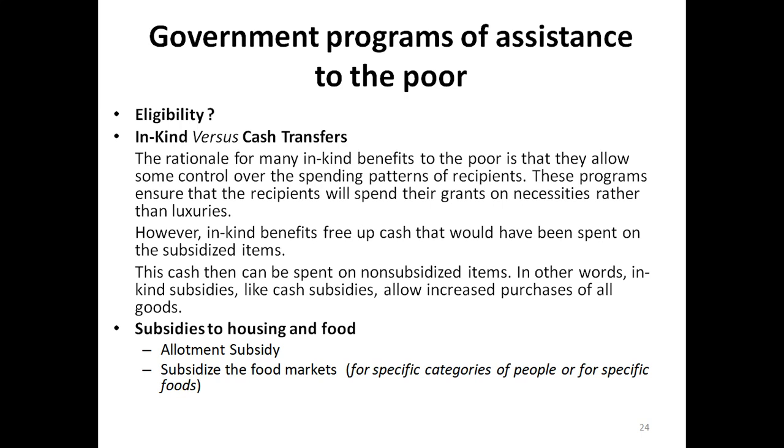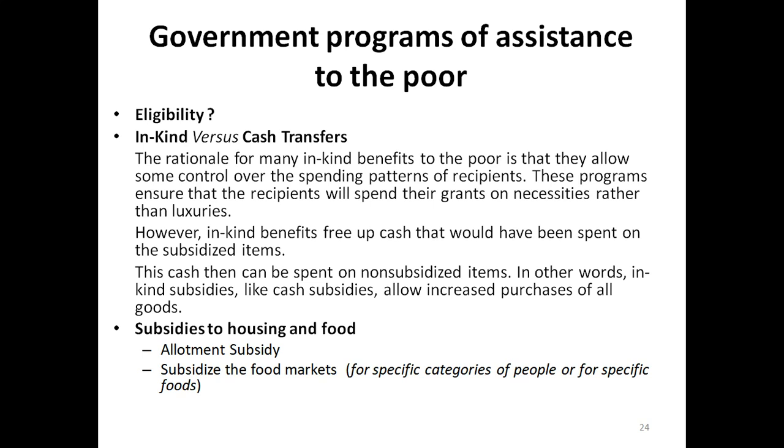Eligibility: in kind versus cash transfer. So these programs provide benefits in kind or in cash. The rationale for many in-kind benefits to the poor is that they allow some control over the spending pattern of recipients. Those programs ensure that the recipients will spend their guarantee on necessities rather than luxuries.